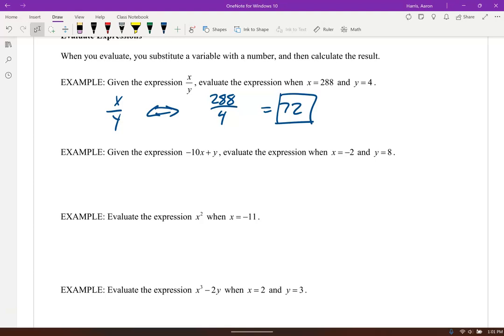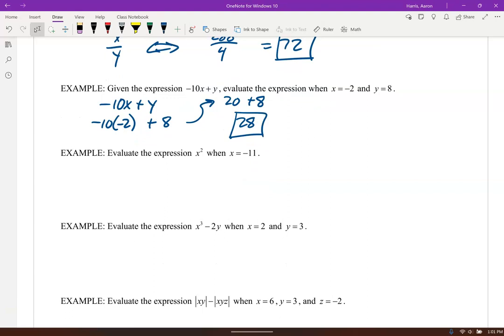How about this one? Negative 10x plus y, when x is negative 2 and y is 8. Now I'm going to do my order of operations. So this becomes negative 10 times negative 2 is 20. 20 plus 8 gives us 28 for that expression. All right, how about this one? X squared, if x is negative 11. Negative 11 is then squared. So negative 11 times negative 11, what's that, 121?